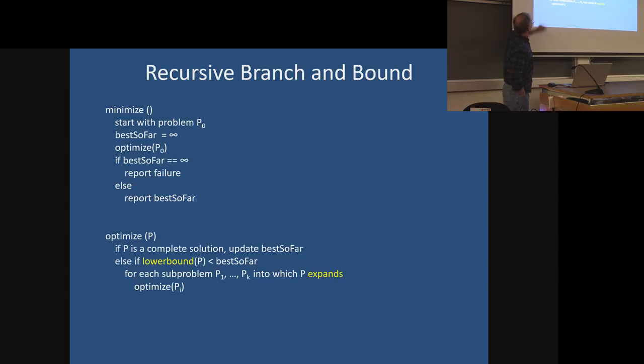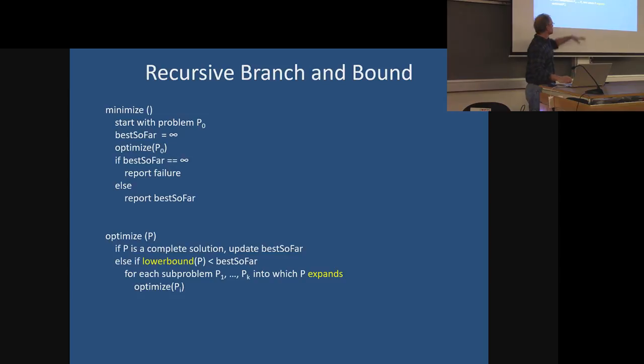Okay, now let's think about what it takes to optimize. You've got a problem to solve. Initially it's P0. You look at the problem and you say, is this a complete solution? Well, initially P0 is not solved. What I mean by a complete solution is if you reduce the problem to nothing, meaning you solve the problem, then you update best so far. You see if your subproblem is a solution, you see if it's better than the last best solution you have, if so update. Otherwise, you've got to expand each subproblem. You expand P into some subproblems and you explore each one in turn.